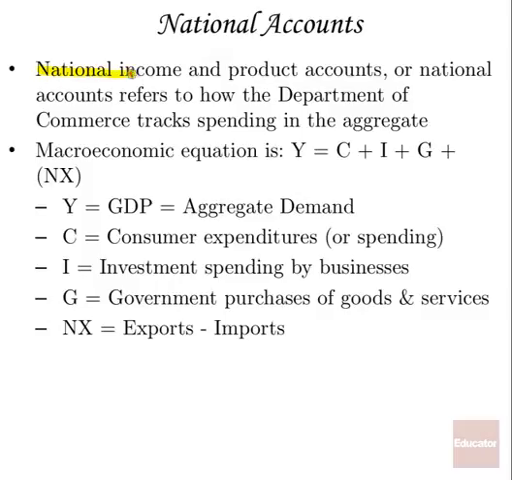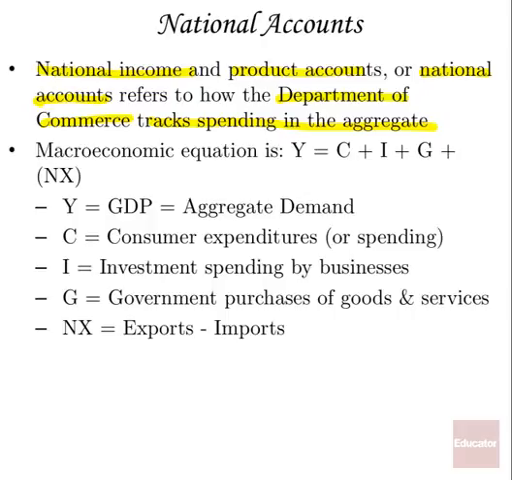So national income and product accounts, or you can call it national accounts, it just simply refers to how the Department of Commerce tracks spending in the aggregate. So it's just a fancy way of saying, how do we calculate the things that everyone, whether it's a business, consumers, or exports or imports, how do we calculate this in totality? So that's what national income accounts is. And so there's various measures where the government, through the Department of Commerce, can track this data here.